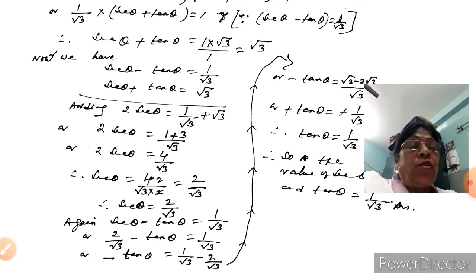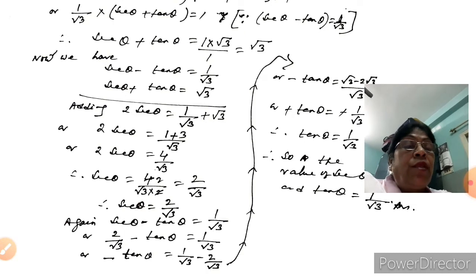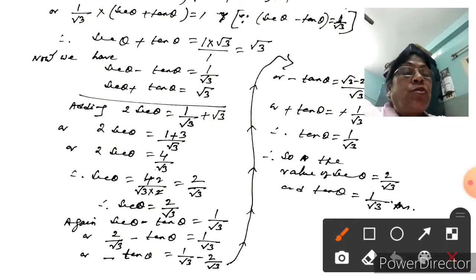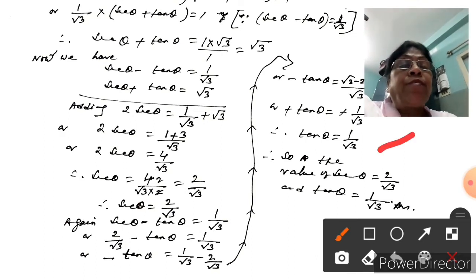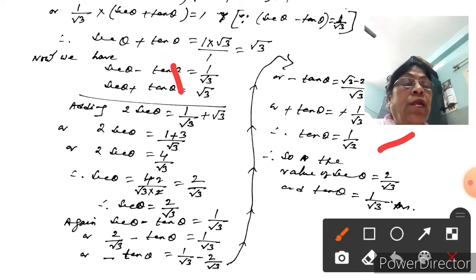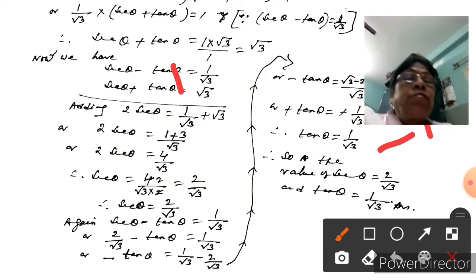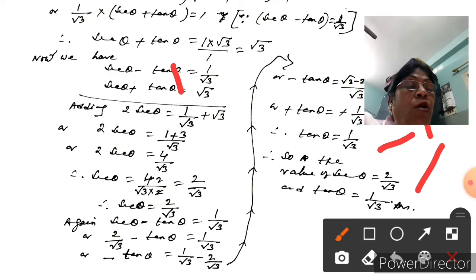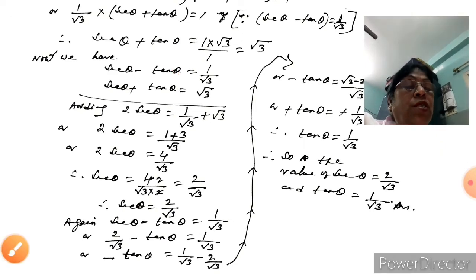What value of tan θ do we get? After solving this, we get tan θ = 1/√3. We have to find the values of sec θ and tan θ. So the value of sec θ is 2/√3 and tan θ is 1/√3. This is the answer.